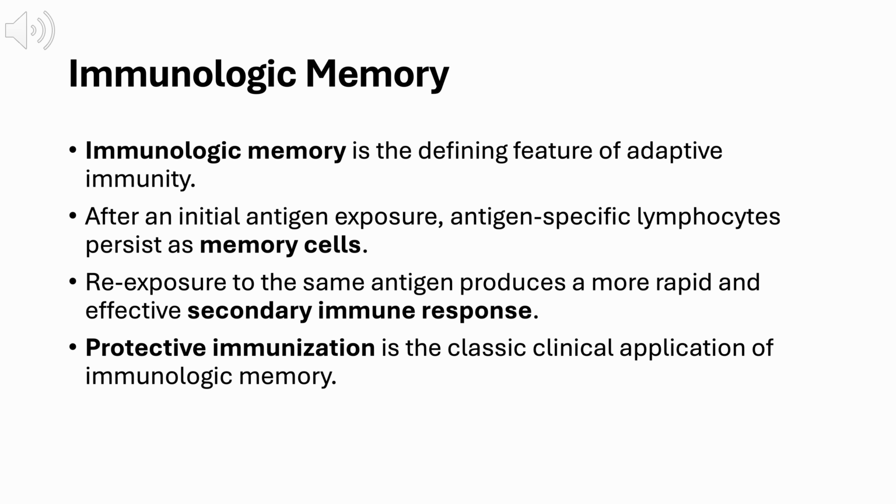Protective immunization, vaccination, is the classic clinical application of immunological memory. We deliberately install memory against a pathogen so the body is primed before it ever meets the real thing. Over the next several slides, we'll dissect exactly how this works: the sluggish primary response, the formation of memory cells, and the swift, robust secondary response, and then ground it all in a tuberculosis example that illuminates ocular disease.